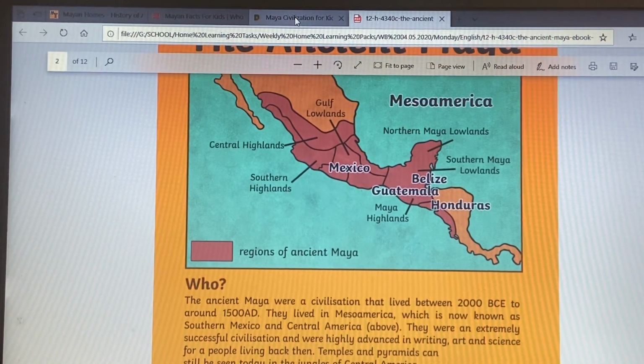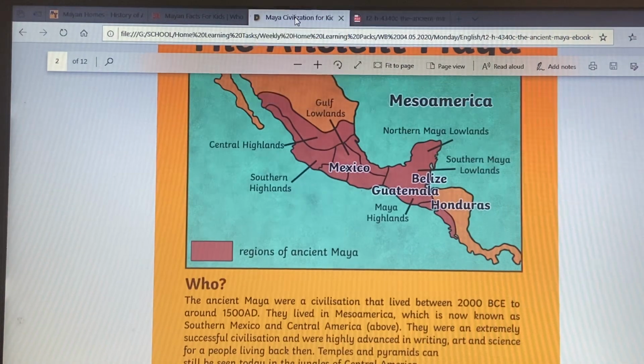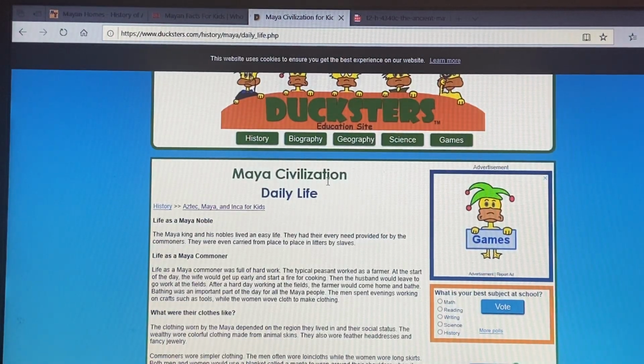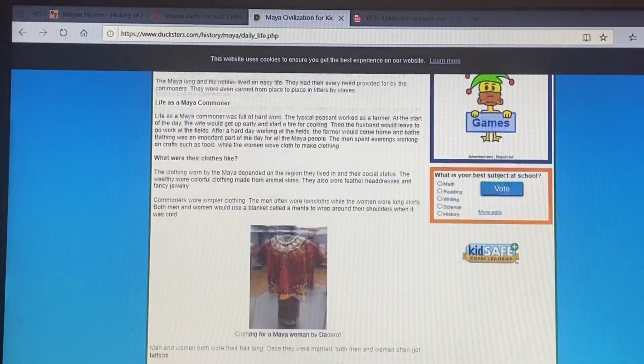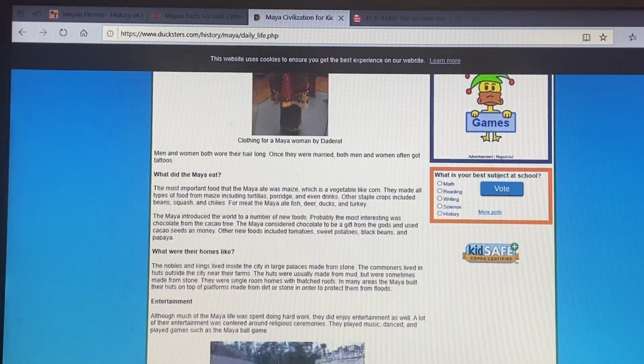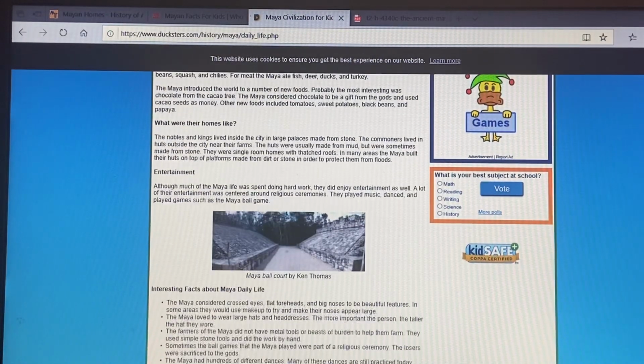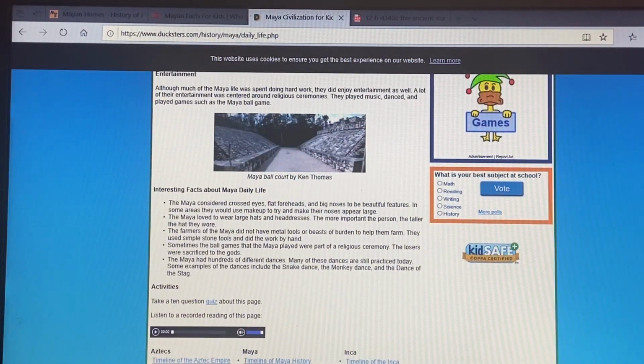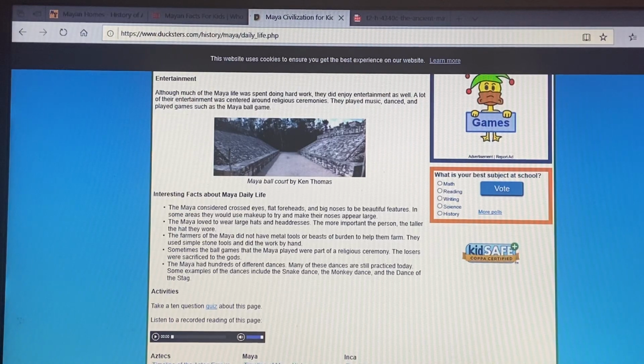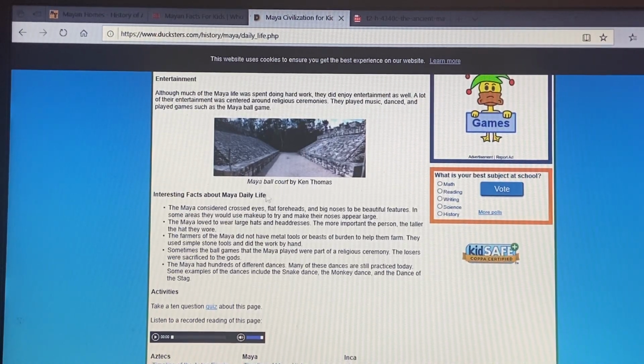In your English pack, I've given you some links to websites. Here you have the Ducksters website, which I know we've used a lot. It talks about different parts of society, talks about the clothing, the food they ate, what their homes were like. And it's got some interesting facts about the entertainment and general little facts about their life.